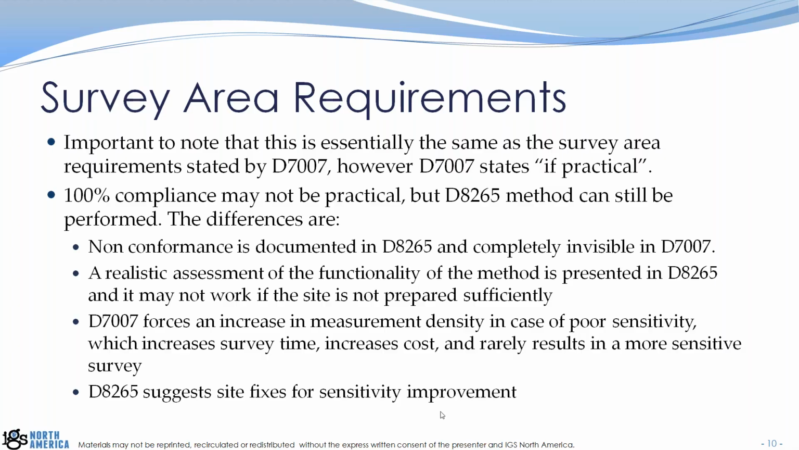So you can still do this method if you don't have compliance. You just need to document it. Also, you need to make sure that the test is still functional. And I'm going to give you some examples of that in a couple slides. The other difference between this and D707 is that D707 forces an increase in measurement density. So it says if site conditions are poor, if it's hard to see a leak, just increase your measurement density. Take more measurements. So this drastically increases survey time, thus cost. And in my experience, when I've had a site issue and I've tightened up my measurement density to help counteract that, it literally never has worked for me.